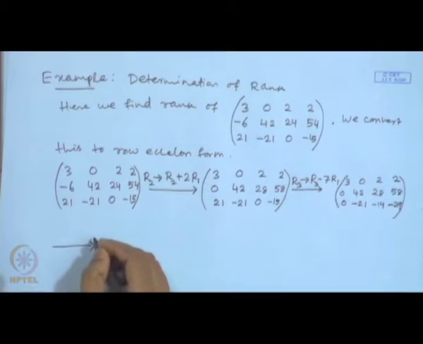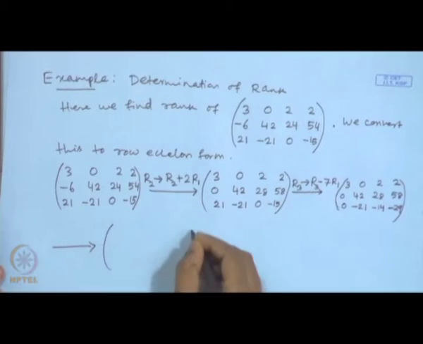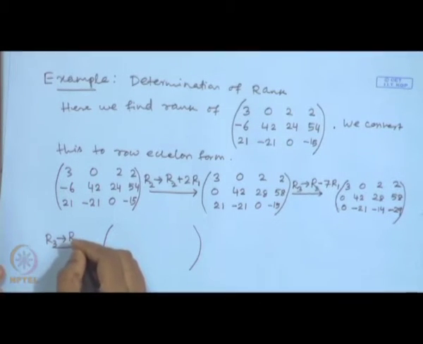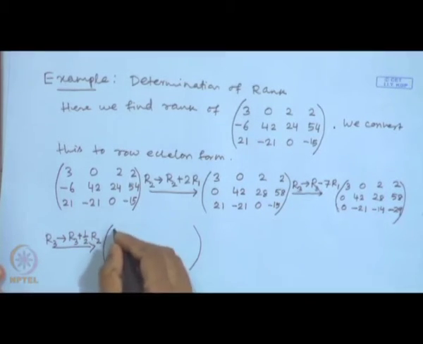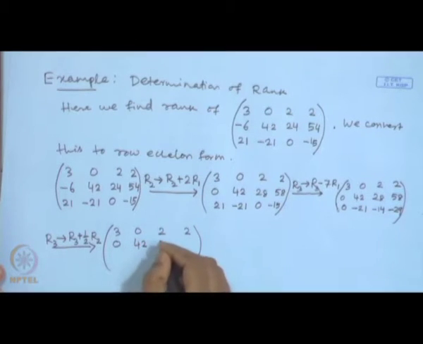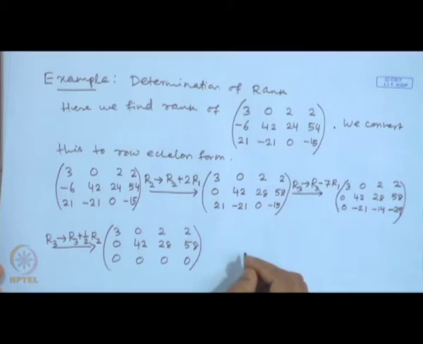So, here we apply an elementary row operation. R3 we replace by R3 plus half of row 2, and we get this matrix with 3, 0, 2, 2, then 0, 42, 28, 58, and this third row will be completely 0. So, the last matrix is in echelon form, and the number of non-zero rows here is equal to 2. So, the rank of this given matrix is therefore 2.